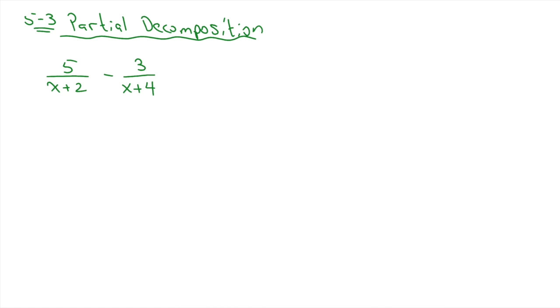Common denominator. What's the left one missing? An x plus 4, so you put it in the top, and you put it in the bottom. What's the right fraction missing? X plus 2. And if you put it in the bottom, you also have to put it in the top. This is not an equation where you multiply both sides of the equation by the common denominator. This is what you're doing to generate a common denominator.